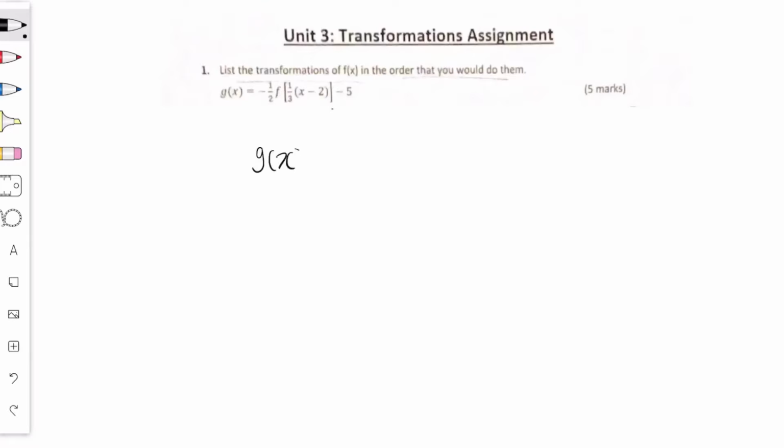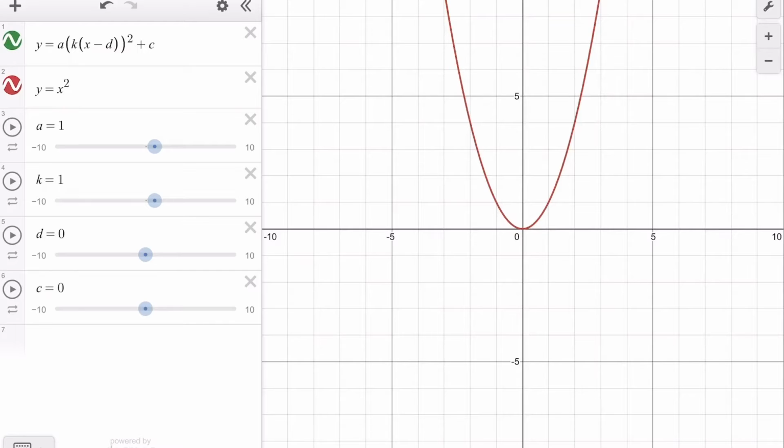So the general function to perform transformations on any function is g(x) = a f(k(x - d)) + c. A, k, d, and c represent the transformations of the parent functions, and a and c are the changes to the y, meaning they are vertical changes. K and d are changes to the x, meaning they are horizontal changes. Now let's look into Desmos.